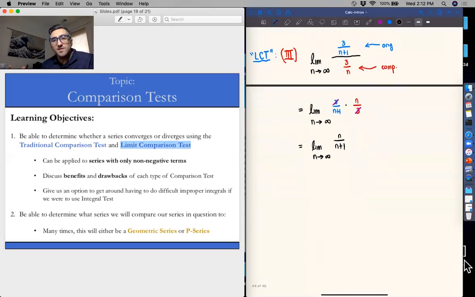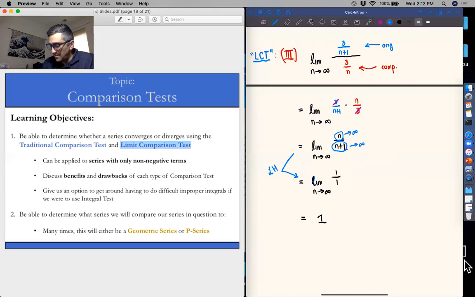And for this one, we get to do L'Hopital's rule. We get an infinity over infinity. Again, this numerator is growing towards infinity, and this denominator is also growing towards infinity. So we do L'Hopital's rule. Take the limit as n goes to infinity of the derivative of the numerator, which is 1, over the derivative of the denominator, which is 1. And lo and behold, after doing L'Hopital's just once in this case, this limit turns out to be equal to 1.